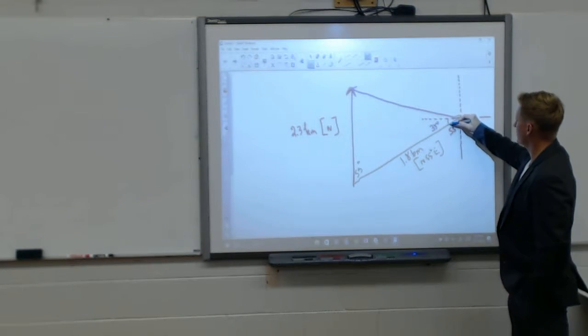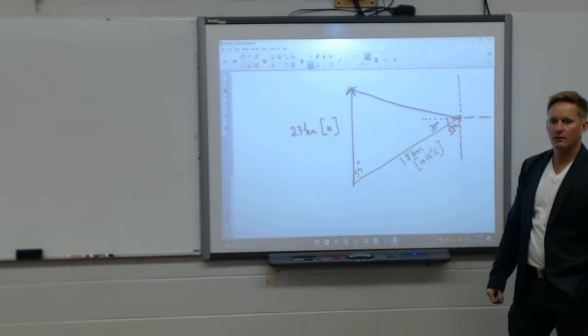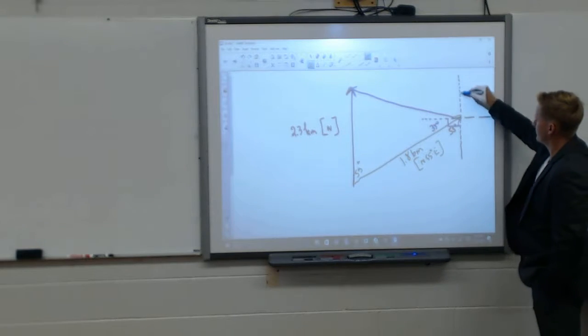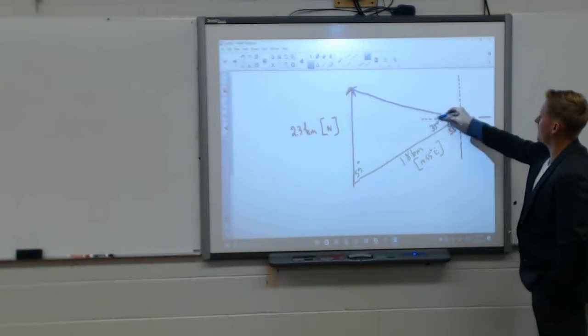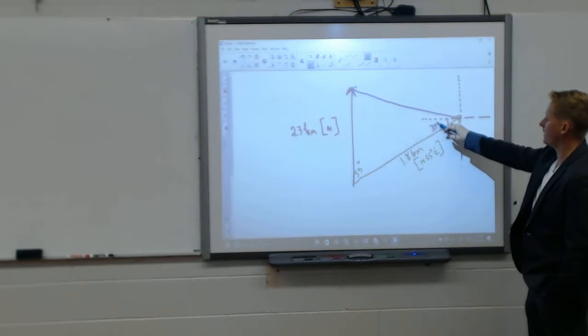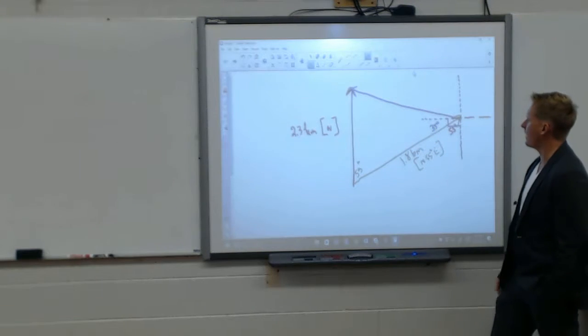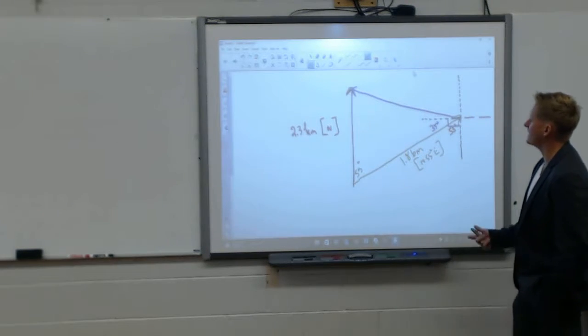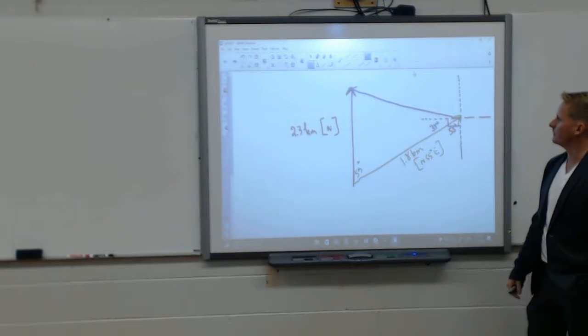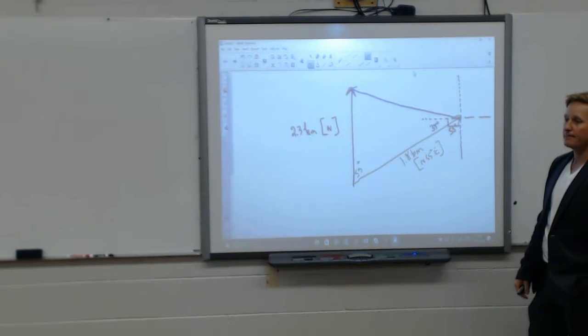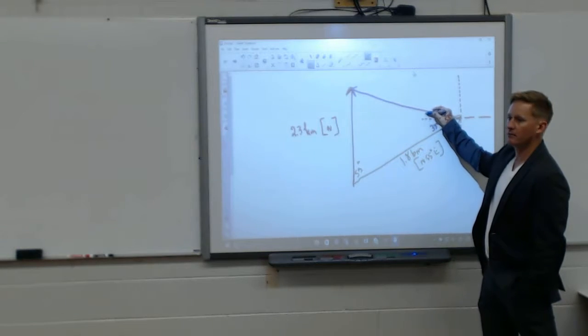Okay, so this is 90 degrees right here. We know that because this is straight up and straight down, and this is your axis right here. So that's 35 right here and 55 right here. Now, do we know anything else, or can we find anything else at this point? Do I have this angle or this one?